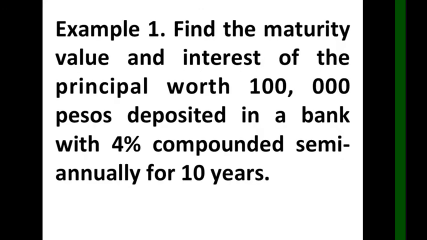Example: find the maturity value and interest. So we're looking for the two: maturity value, which is the F, and interest, which for this one is F minus P, of the principal worth 100,000 pesos deposited in a bank with 4% compounded semi-annually for 10 years.